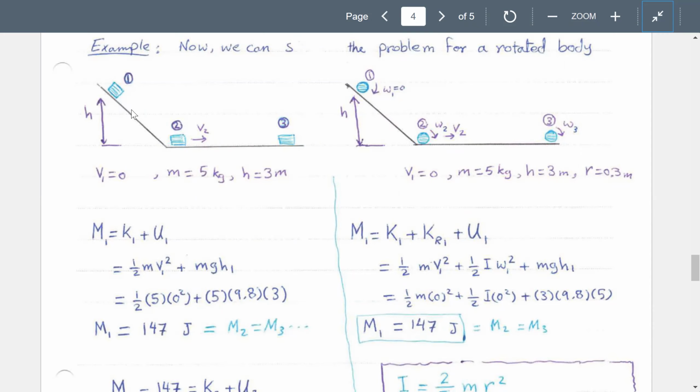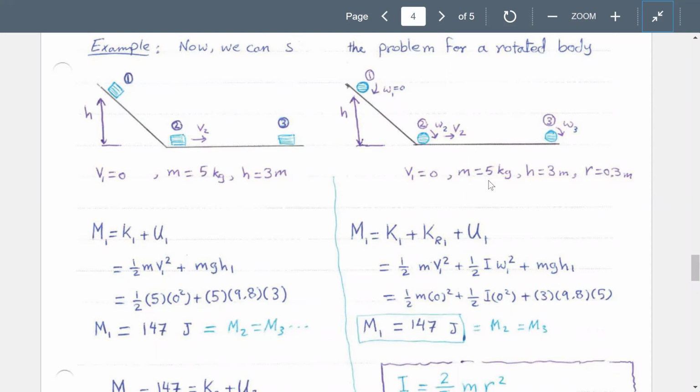And we need to find the total mechanical energy at each point. So at point 1, its velocity is 0. Its height h is 3 meters. The mass is 5 kilograms. This mass, as you see, is a block or a box, and this box is sliding without any friction force.